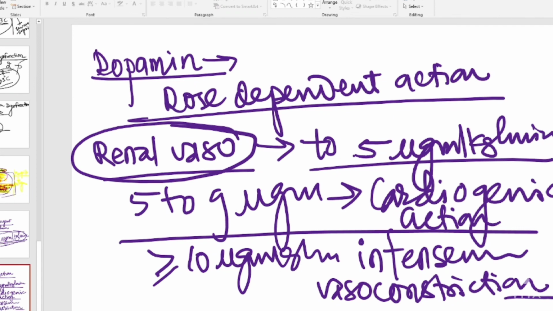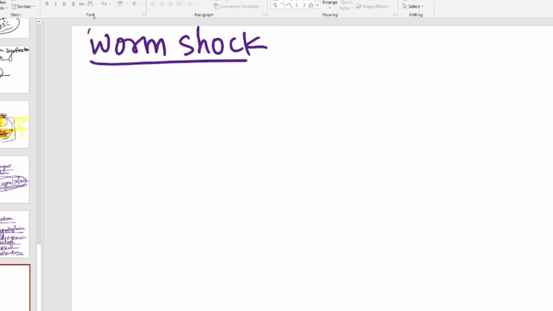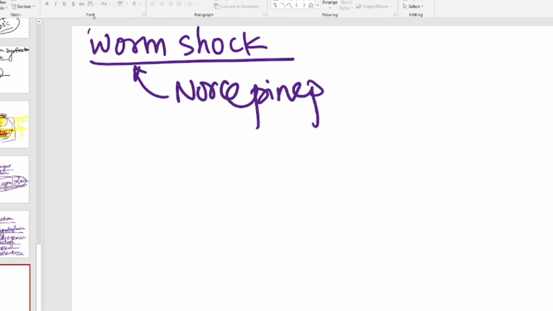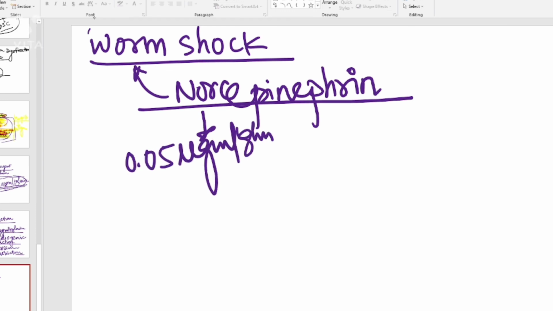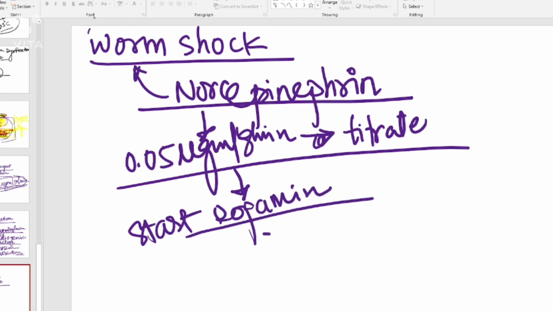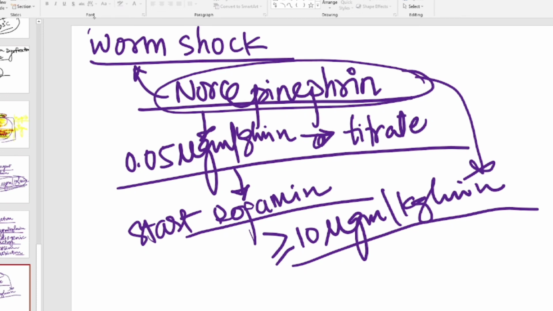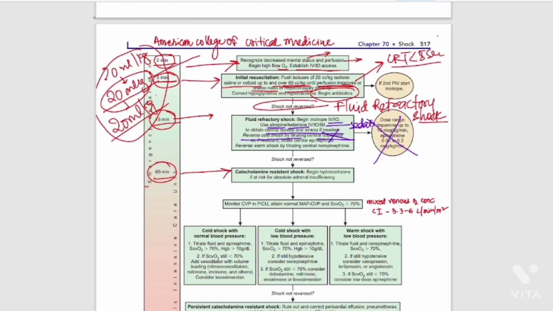The next one is when to start norepinephrine. If the patient is having warm shock, then you need to start norepinephrine in a dose of 0.05 microgram per kg per minute, and you can titrate it. If norepinephrine is not available, start dopamine. Start dopamine at more than 10 microgram per kg per minute, only if norepinephrine is not available. If you know these changes, that is it.